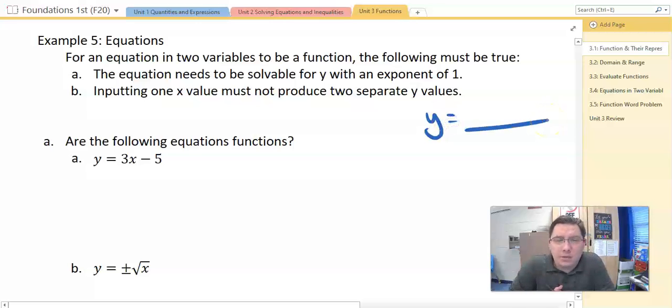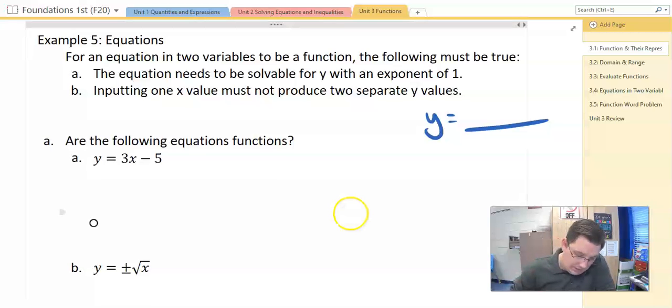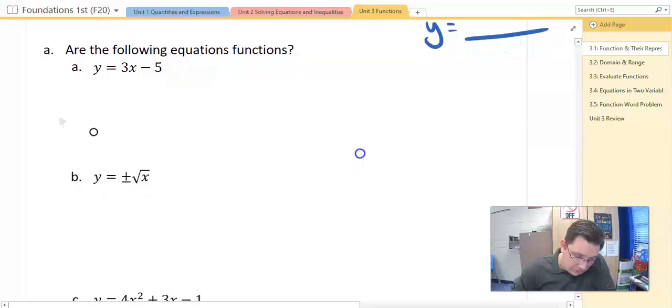And then for part B, we need to be able to input one x value and not produce two separate y values. And so we're going to look at a couple of examples where this may or may not happen. We've got three equations that we're going to look at. In A, y is equal to 3x minus 5. Is there any x value that I can plug in here?